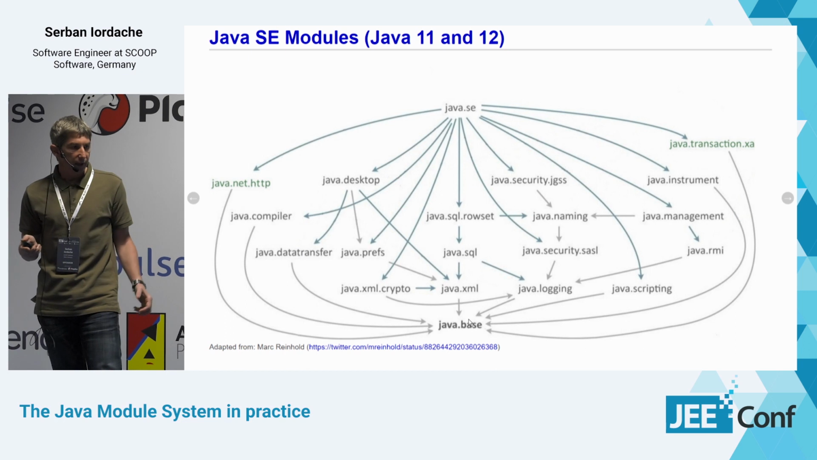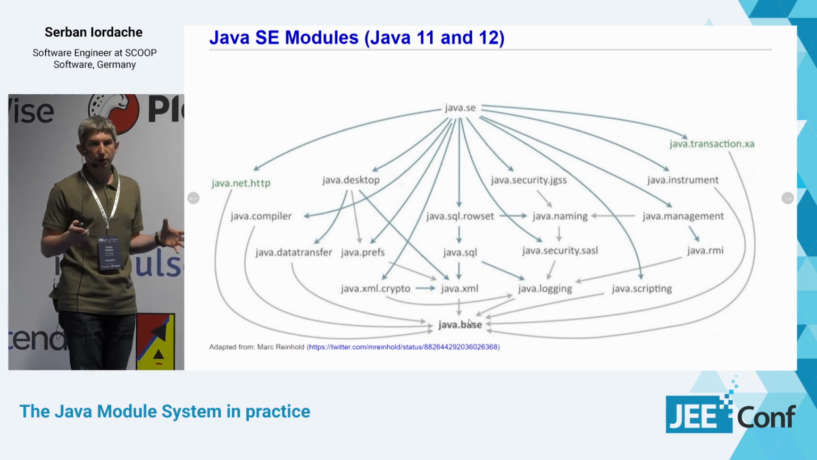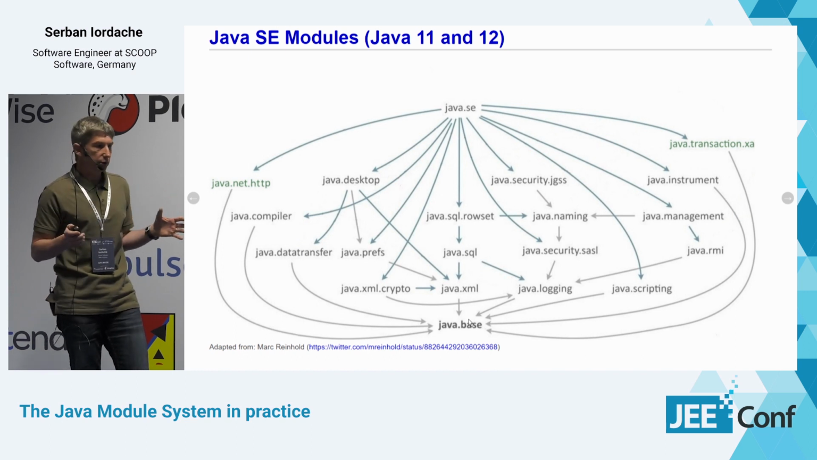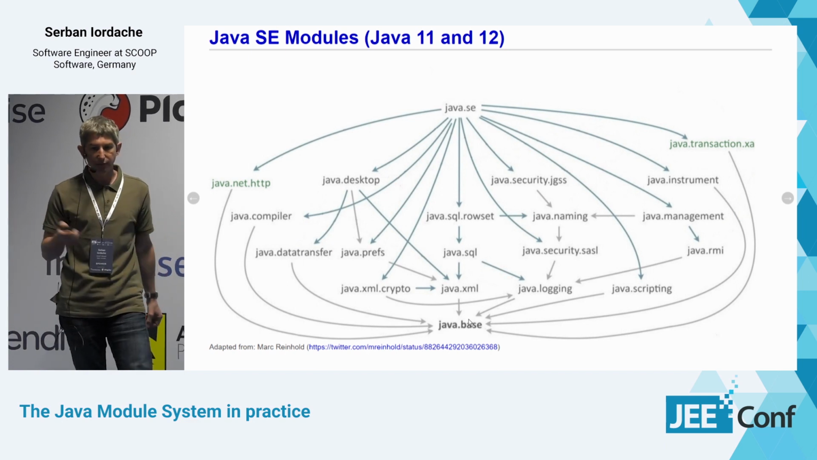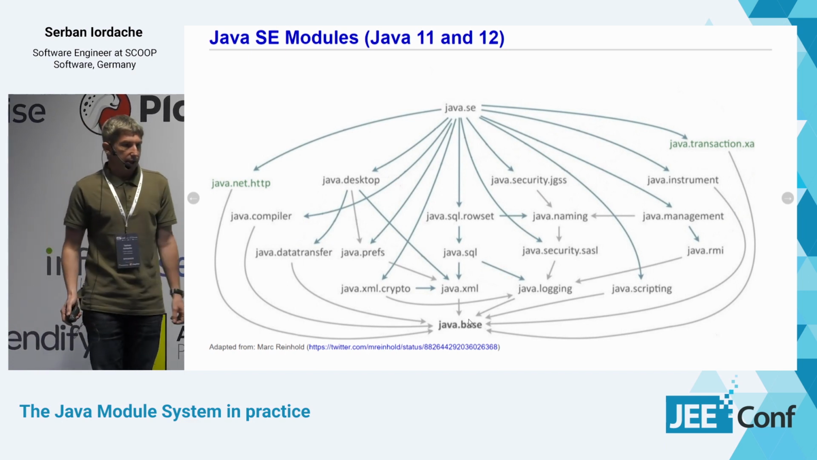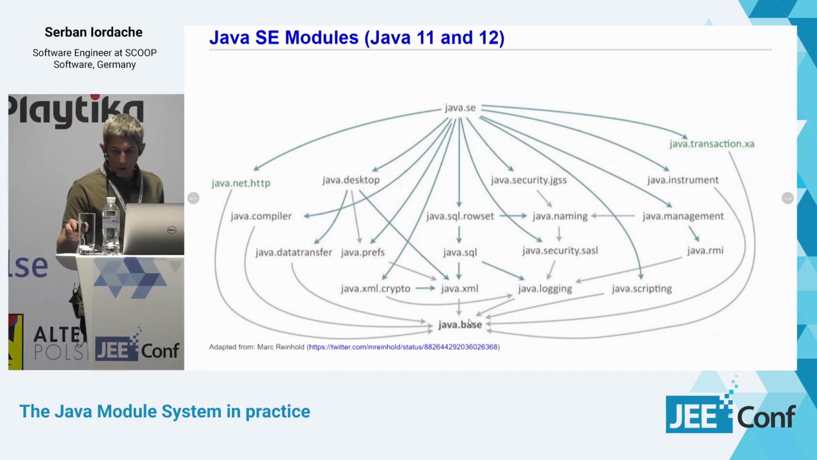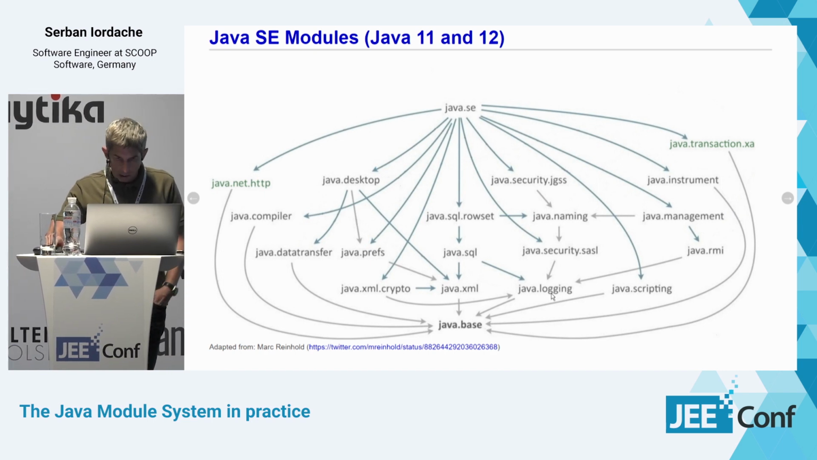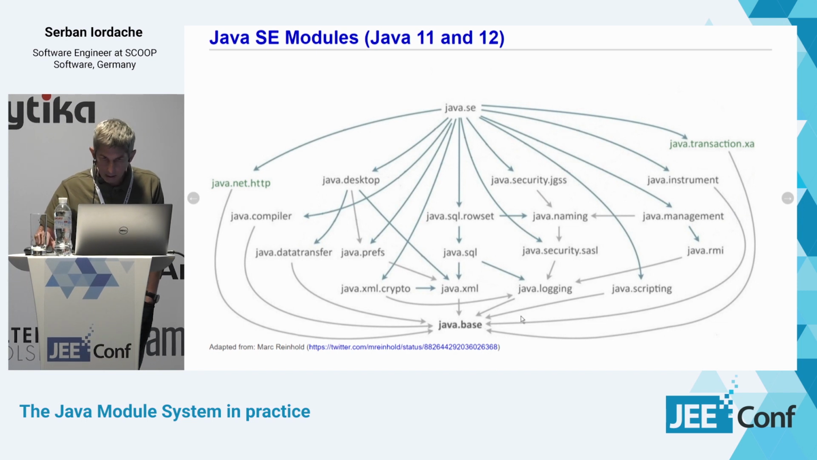Now, having code removed from the JDK means that even if you don't modularize your applications, even if you don't make any changes to your software, you may still have problems running it on Java 11 or newer versions. So let's illustrate this with a small program that prints the XML representation of an object.